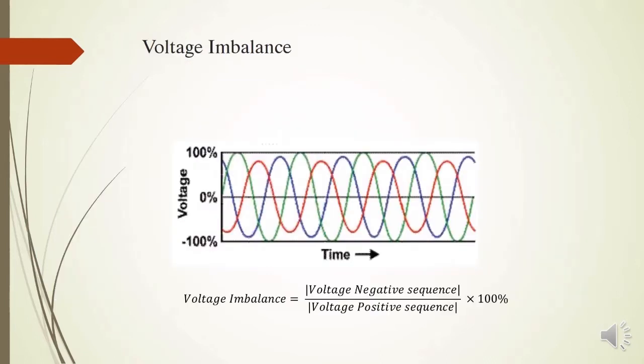The next phenomena is the voltage imbalance. Voltage imbalance is the ratio of magnitude of negative voltage sequence to the positive voltage sequence, normally expressed as percentage. Typically, in three-phase system, the voltage imbalance is below 5%. The current imbalance is higher, especially when one-phase load is present.